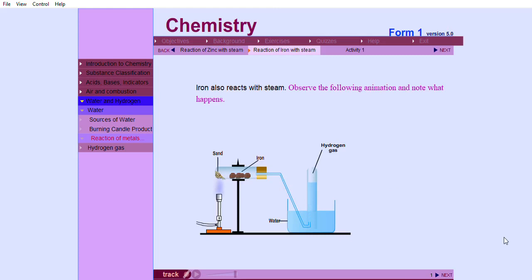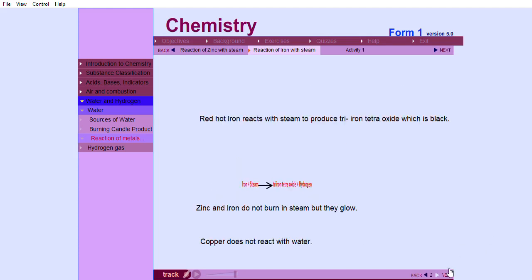Iron also reacts with steam. Observe the following animation and note what happens. Red-hot iron reacts with steam to produce triiron tetraoxide, which is black.